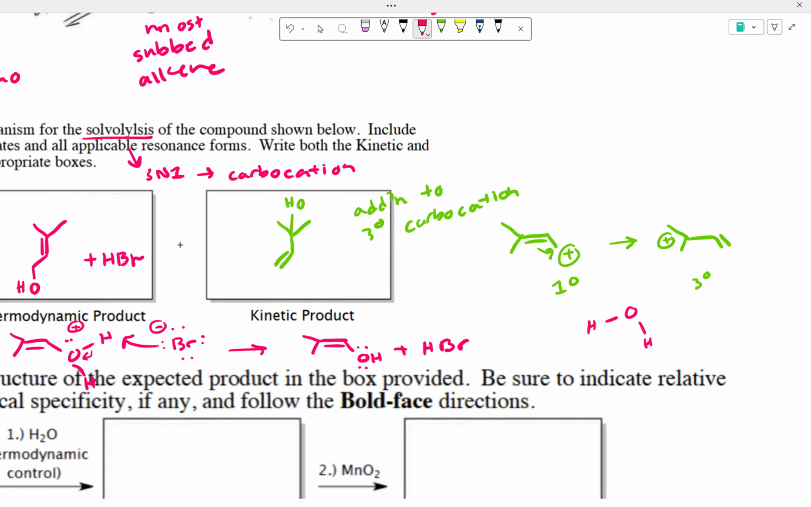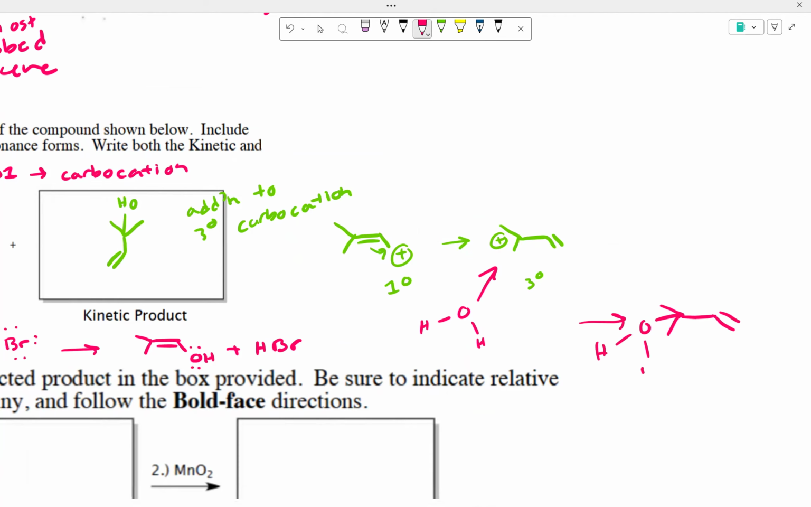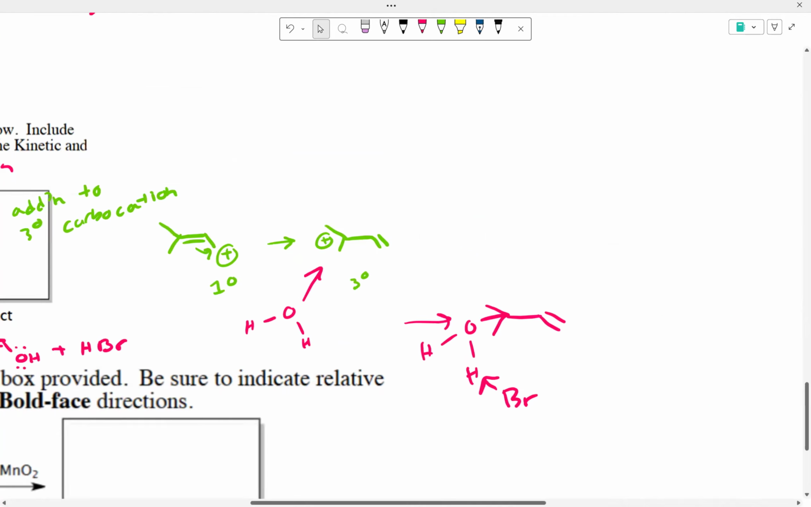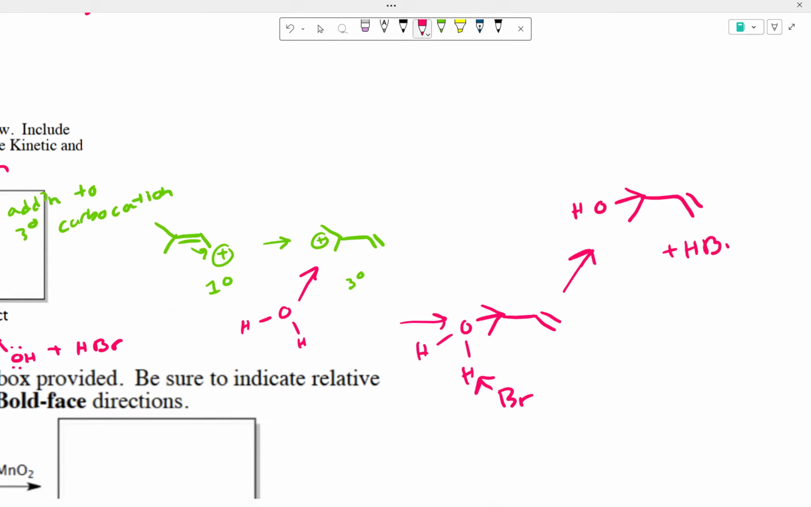Water attacks. This leads to this, and then Br attacks, and this leads to H plus HBr.